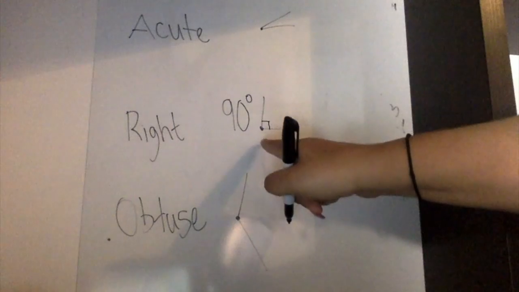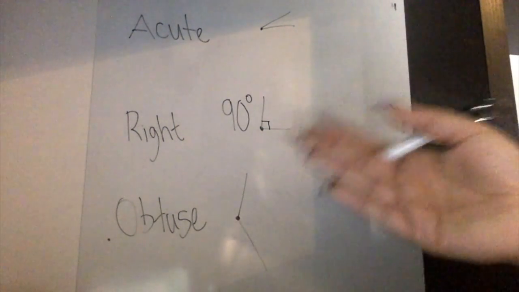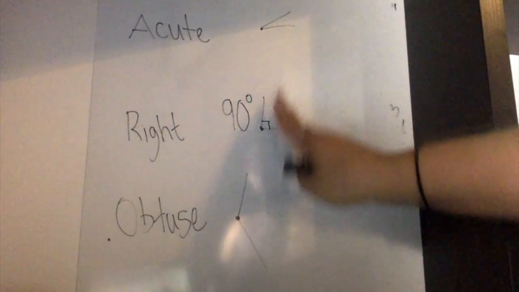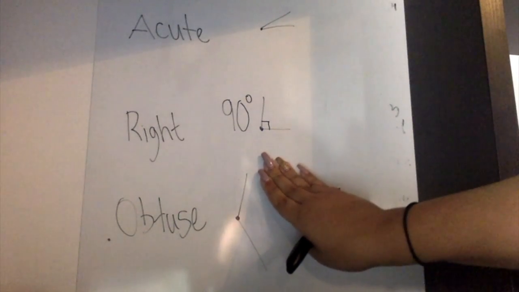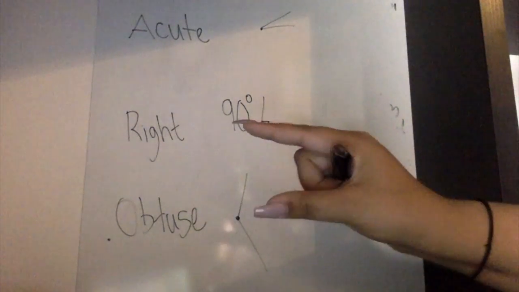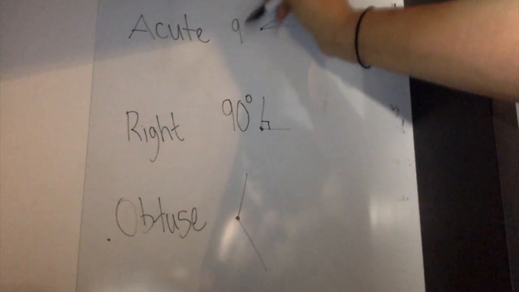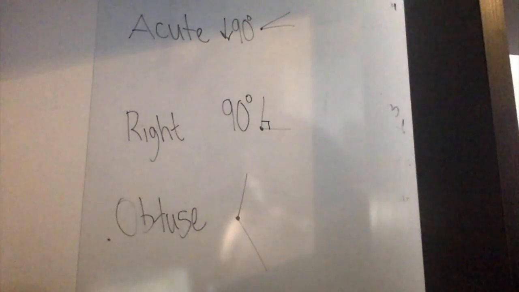So our 90 degrees will always be a square, no matter where you see it. It'll always be marked with a square, or you'll know to mark it with a square. Our acute angles are a lot smaller than our right angles, as you can see, because our acute angles are what? They're such a cute little angle, so it's going to be less than 90 degrees.